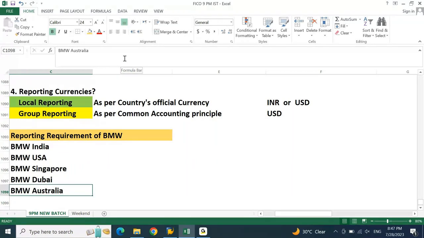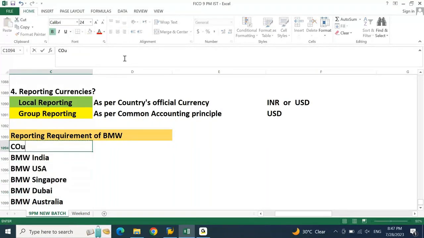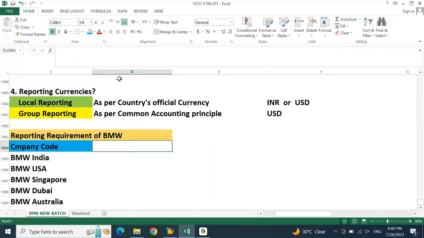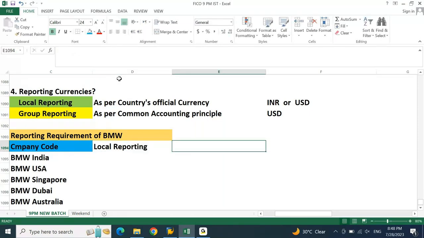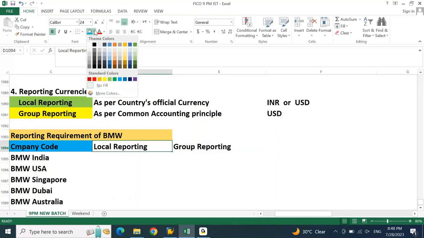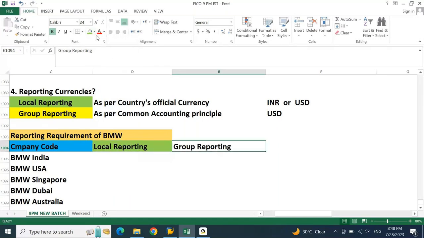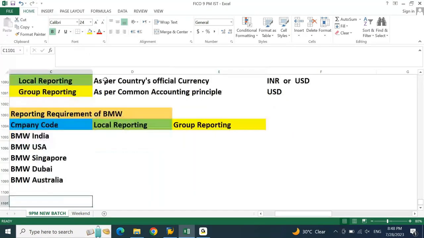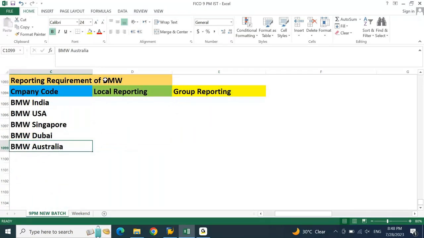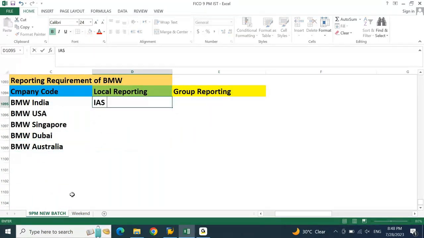If I put this in India, I'll have something called company code, local reporting, and group reporting. Every company will have two reportings. One is local reporting, the other one is group reporting. Now, if I am operating in India, I must follow IAS, Indian Accounting Standards, for my local reporting.